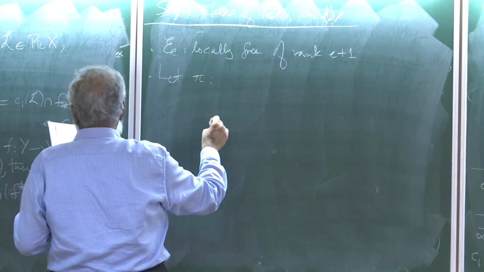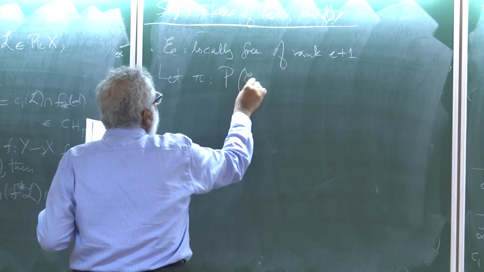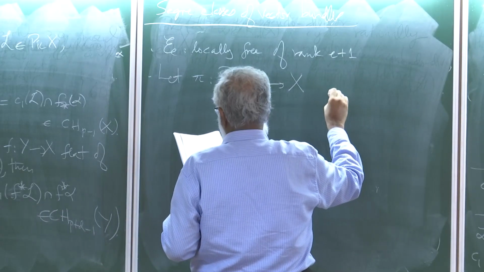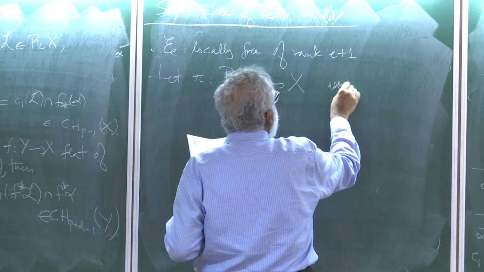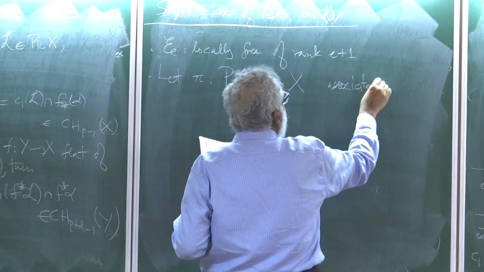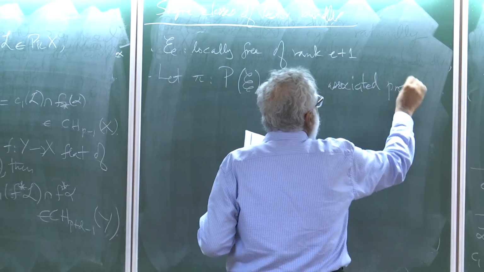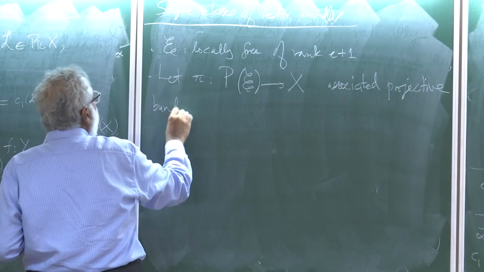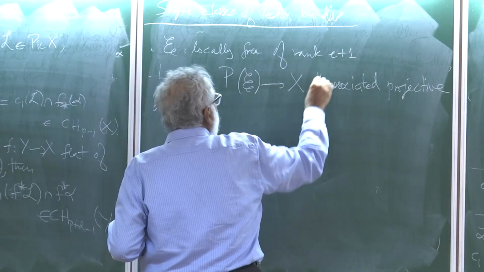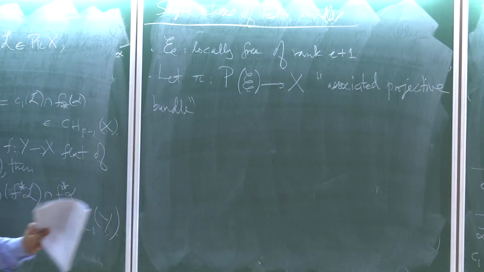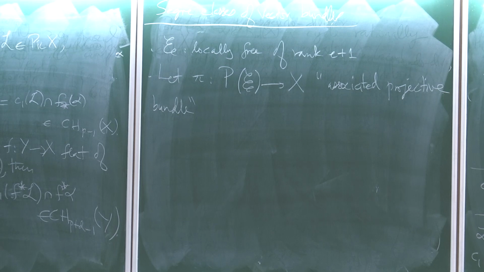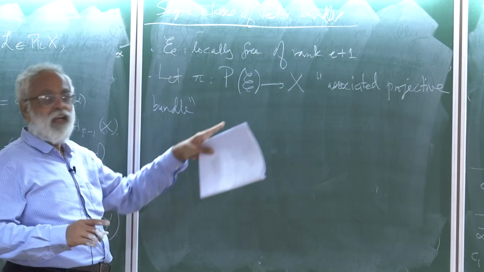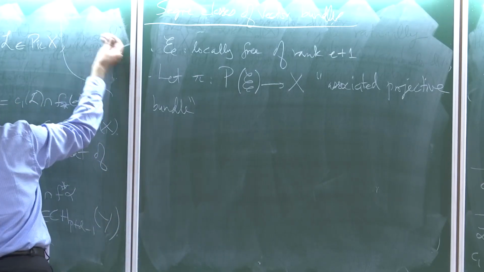So then I define phi, P(E) to X, the "associated projective bundle." I'll put it in quotes because this is not what would be associated by Grothendieck. This is associated as in Fulton's book, and the notation I'm using is this P, rather than what we would normally use, blackboard bold P.